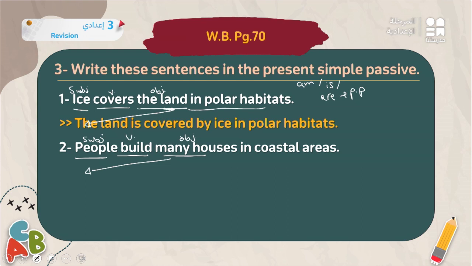And the past participle of build is built. فmany houses are built. Build is an irregular verb عشان كده past participle بتاعه مش الشكل اللي احنا عارفينه. Many houses are built by people in coastal habitats or in coastal habitats وخلاص لو أنا مش محتاجة أقول by people.